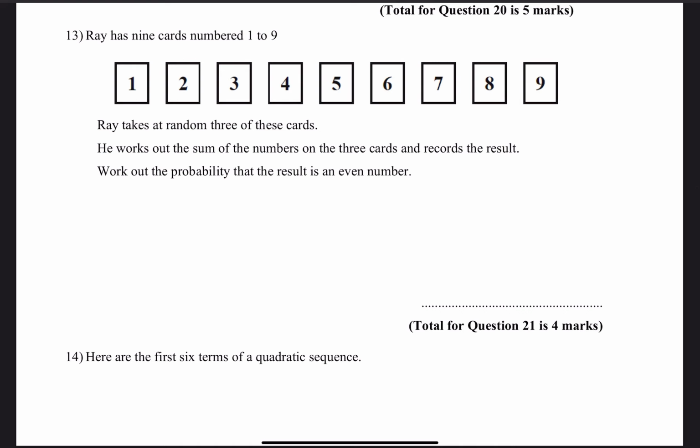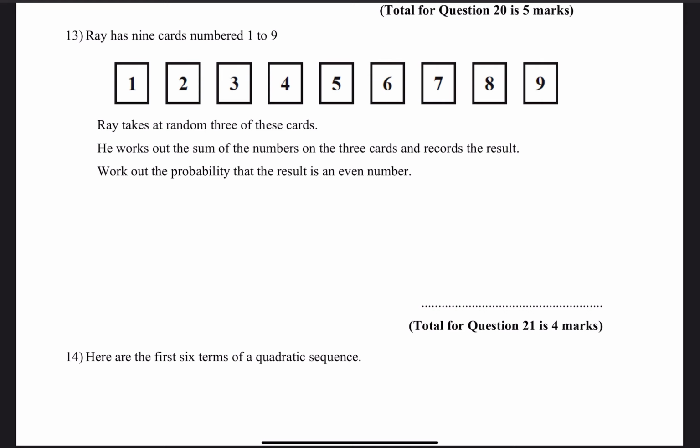Ray had cards numbered from 1 to 9. Okay, cool, that's fine. Ray takes 3 of these cards at random. Obviously it's without replacement. So he's going to take one, take one, take one. So it's 9, then when he takes one it becomes 8 because 1 is gone. Then when you take another one, it becomes 7 because one of that is also gone. He works out the sum of the numbers on the cards. He works out the probability that the answer will be an even number.